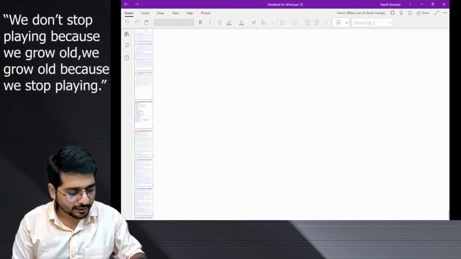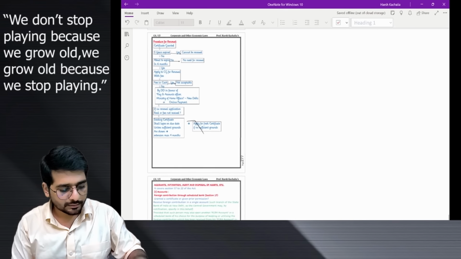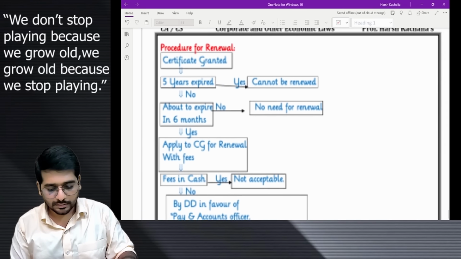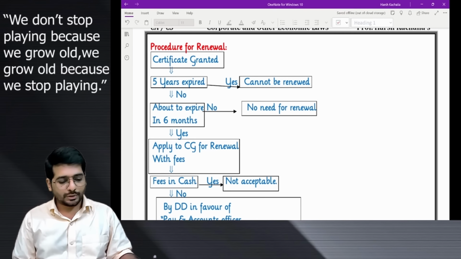Your entire renewal portion will be covered with the help of this flowchart. Can you see it, guys? Yes. The entire procedure for renewal will be covered.